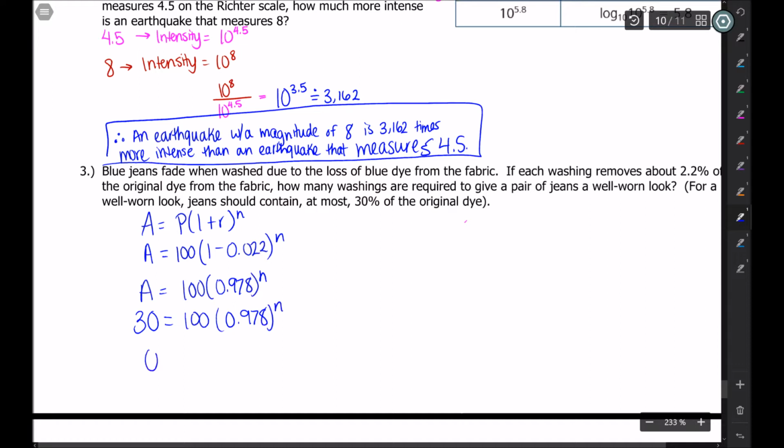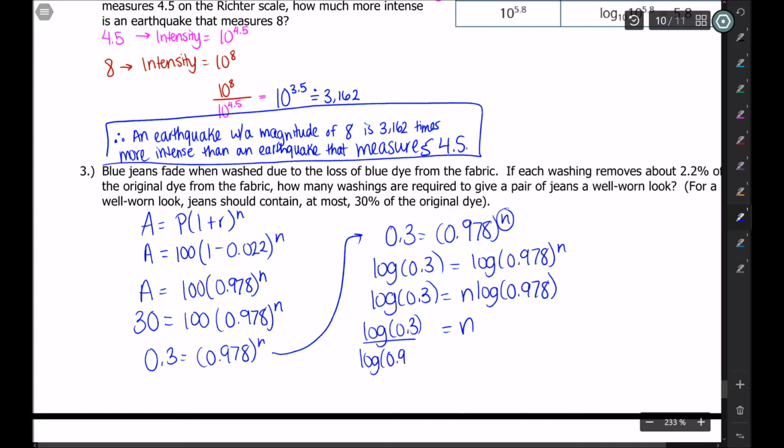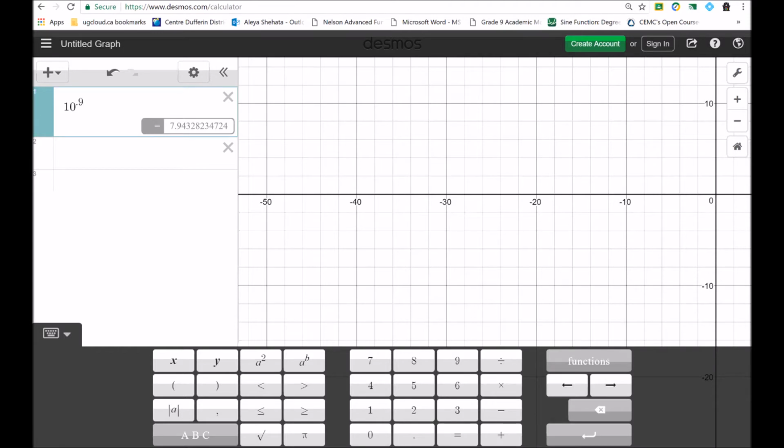So divide both sides by 100, we get 0.3. And to be honest, we could have done this without the 100 in front and just replaced the A value with this 0.3 right here. So if I get 0.3 equals 0.978 to the power of n, to get this n out of here, I need to take the log of both sides. So here I'm going to say the log of 0.978 to the power of n, but I can bring this n out in front right here. So I can say n log of 0.978. And then to get the n alone, I can just divide both sides by the log of 0.978. So let's go ahead and type that into Desmos right here.